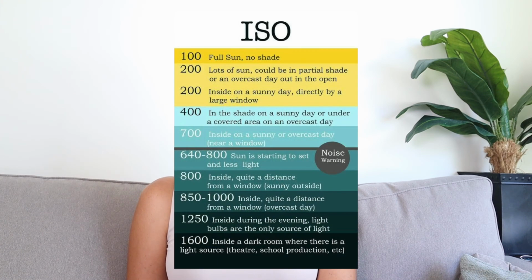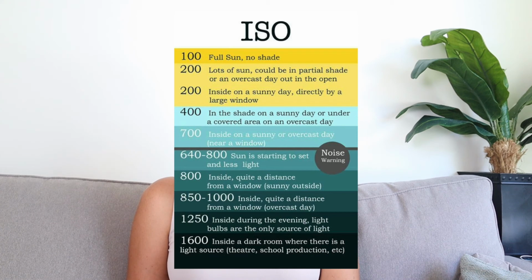And this is the last little chart here. So again, ISO 100 is in the full sun with no shade. 200, lots of sun, but could be in partial shade. Could be a little bit overcast. 400 is in the shade. 800 is when you're going to get the noise warning, so you might get a little bit of noise there.